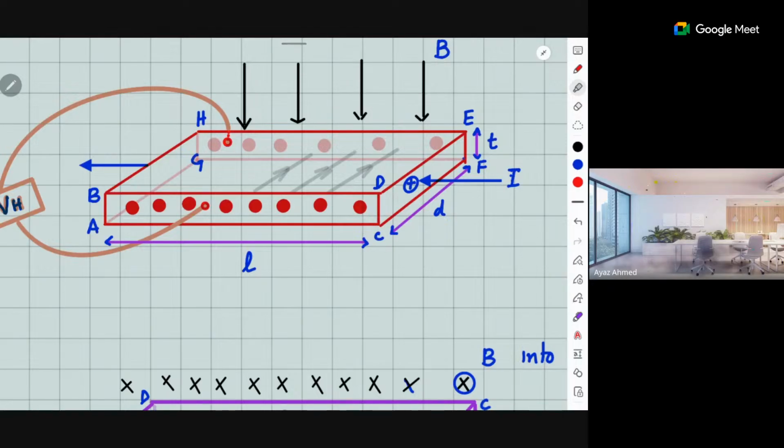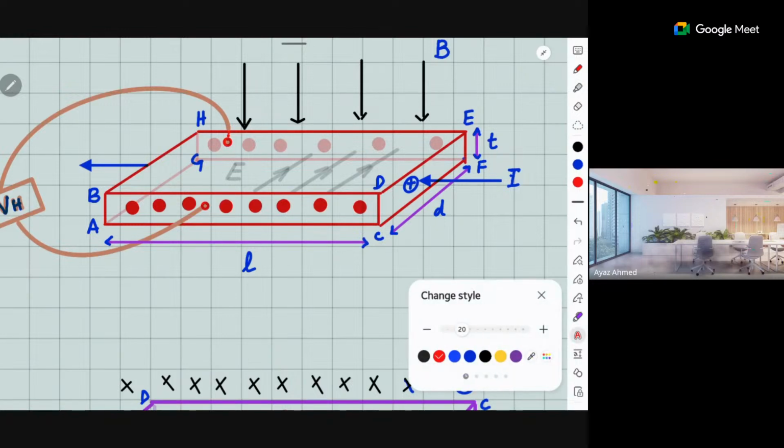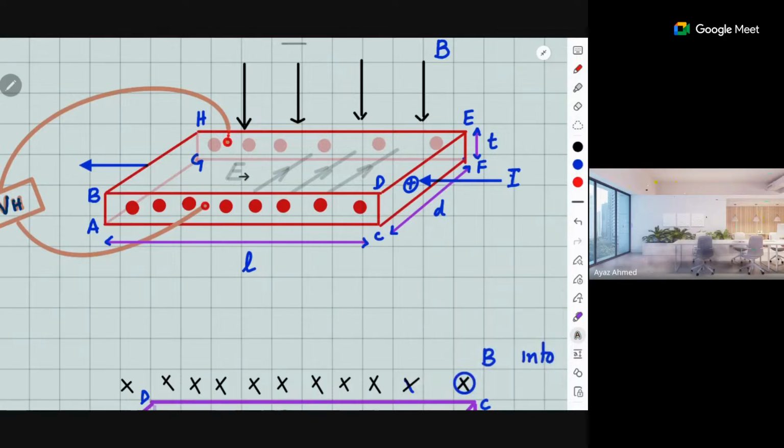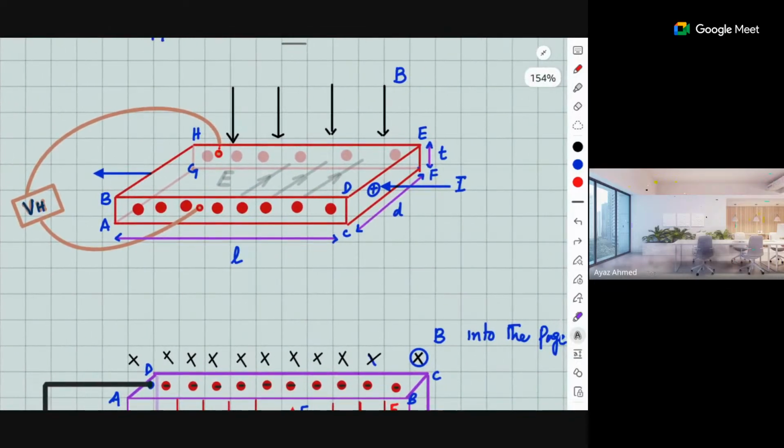Got it? The important thing here is the phase where the electric field is developed, that is the distance d. The one through which the magnetic field passes is t, and the one through which the current passes is l. So these three notations are very important: t, d, and l.